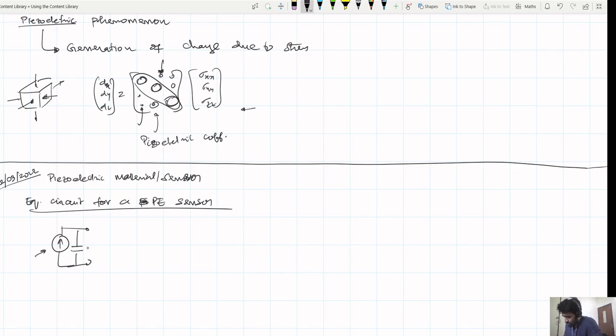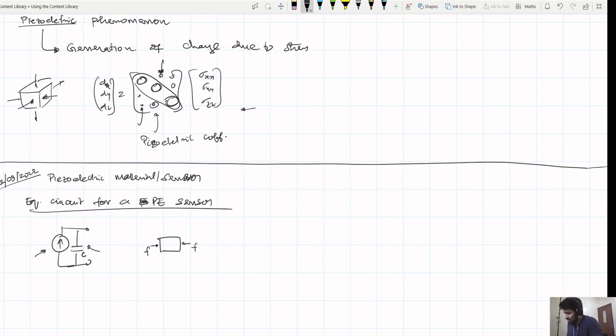Now, can you explain why there is a capacitor and why there is a current source? What is the reason? Why is there a capacitor? That's a little easier to answer. You have your piezoelectric crystal, you apply a force, and it stores the charge. Right, but that's not the reason why it is there though.